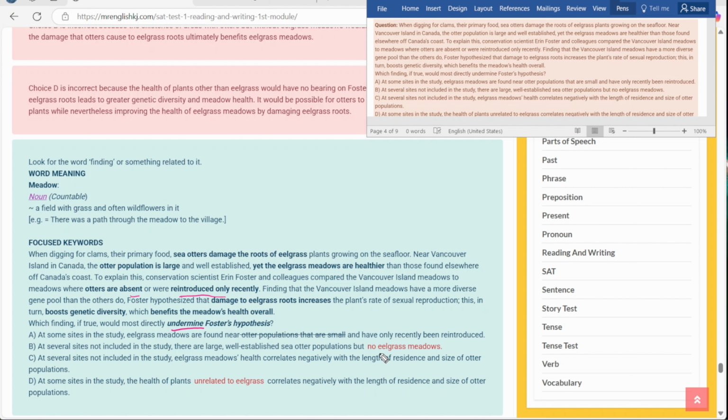Well, remember one thing: whatever we do, we do not go out of the paragraph. We do not add our own thoughts. Okay, there was nothing that was mentioning no eelgrass meadows.